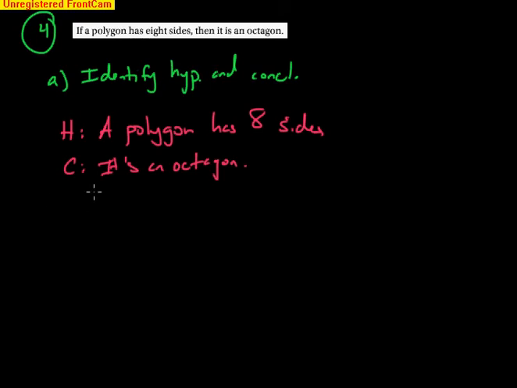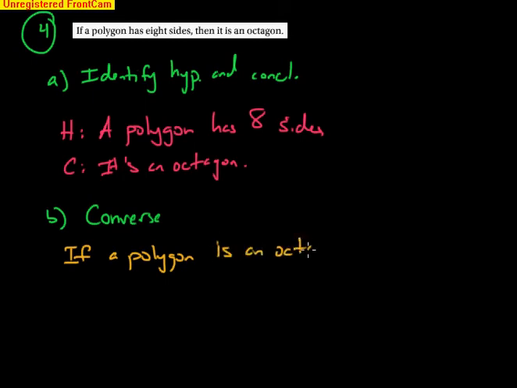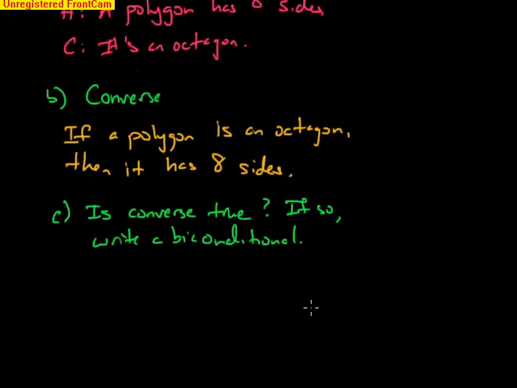So there's part A. Okay, part B. I want the converse. Well, remember, the converse is just the reverse of the conditional. You just flip the hypothesis and conclusion. So it is an if-then statement. If a polygon, so notice I'm not going to put its, right? I'm going to say if a polygon is an octagon, then, and now I can use the pronouns, then it has 8 sides. And there would be the converse. It flips the hypothesis and the conclusion.